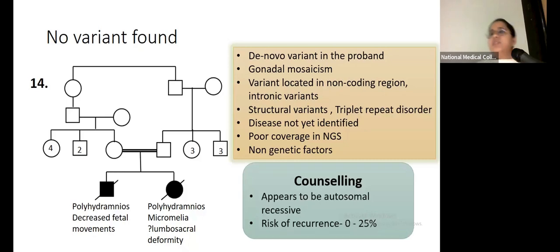So, counseling for such cases is that this appears to be autosomal recessive and the risk of recurrence may range from 0 to 25%. This is how we will counsel such families.